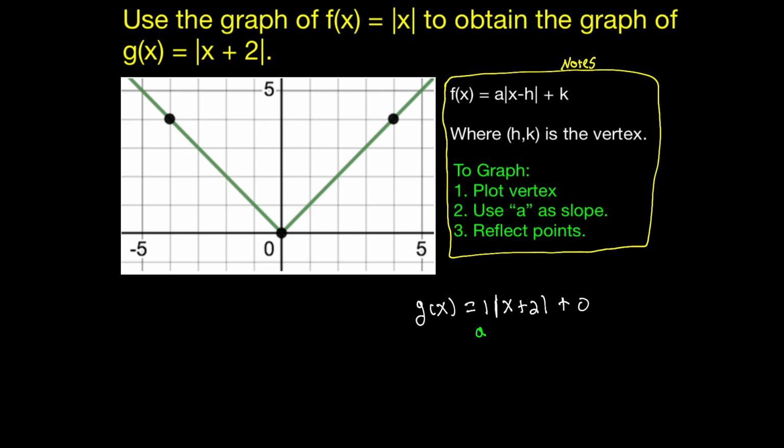My a value is going to be 1, and that's going to be the slope. 2 is going to be my h value, and k is going to be 0. Now that I have h and k, I can begin to plot the vertex.